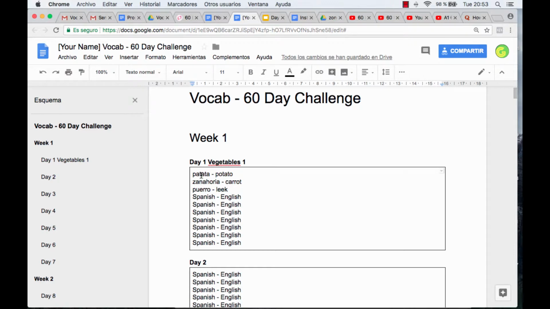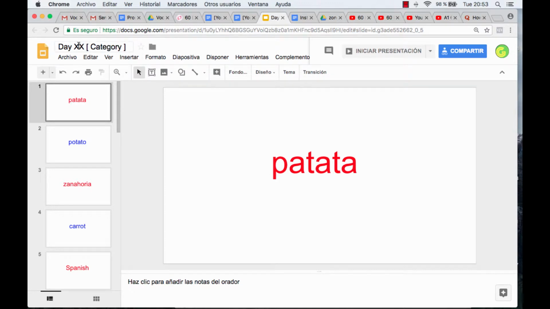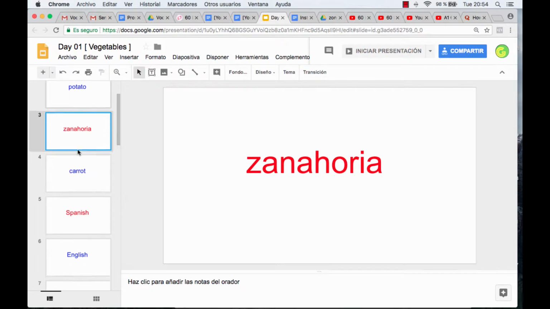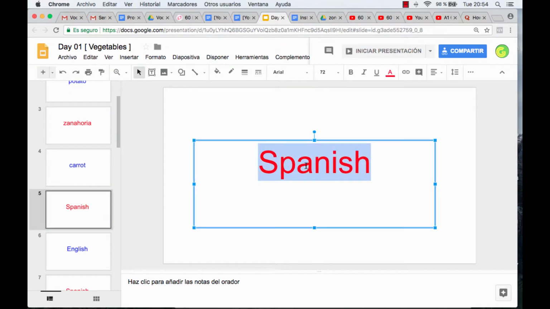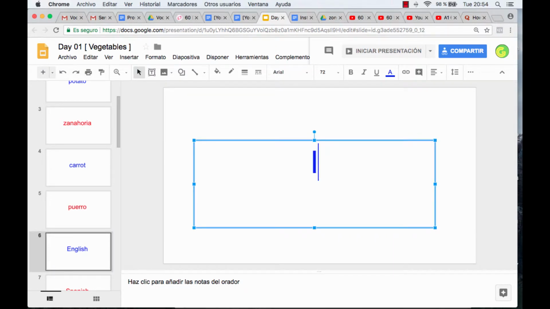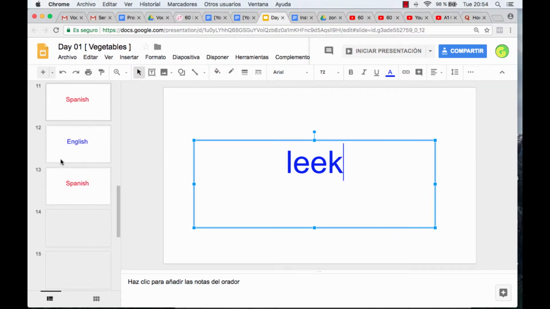All right. Now, when I have my list of 10 words, I'm going to go here and I'm going to put day 1, category, vegetables. All right. And look, I already worked this one out a little bit. Patata. Next slide, potato. Zanahoria, carrot. Puerro, leek. Okay? And you're going to fill in your 10 words in Spanish and English. By the time you've done that, you are about 70% of the way towards memorizing your vocabulary.